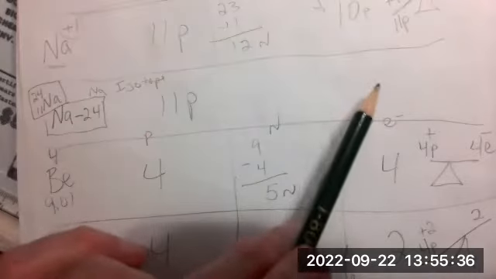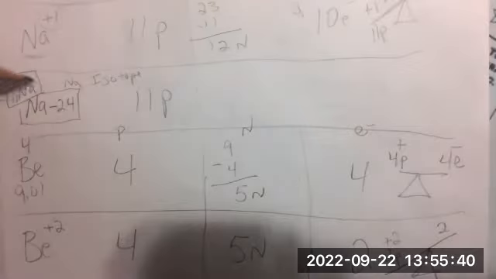So now, also, this is neutral. So once we know the protons, we can jump over to this column and do the electrons real easy. If it's got 11 protons and there's no pluses or minuses here, then it's got 11 electrons.